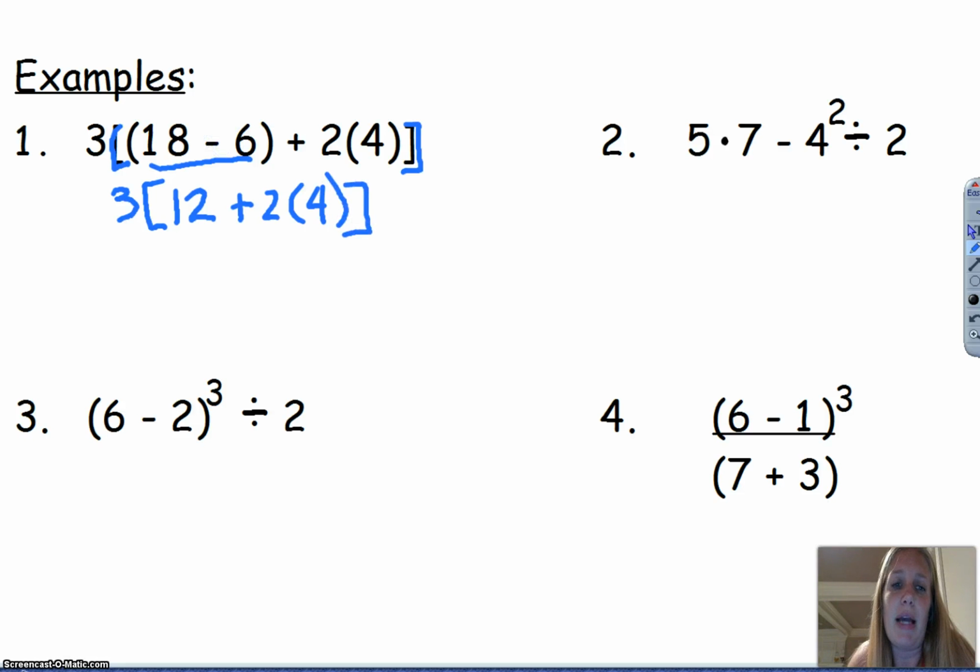Okay, I still have my brackets, so I'm going to continue to work on my brackets. Inside my brackets, I have a 12, and I have a 2 times 4. So I'm going to do multiplication before I do my addition. So I bring down my 12, I bring down my plus, 2 times 4 is 8, and I close my bracket. Still have my brackets, still have my grouping symbol. So I'm doing within the grouping symbols. 3 times 12 plus 8 would be 20. 3 times 20 would be 60.